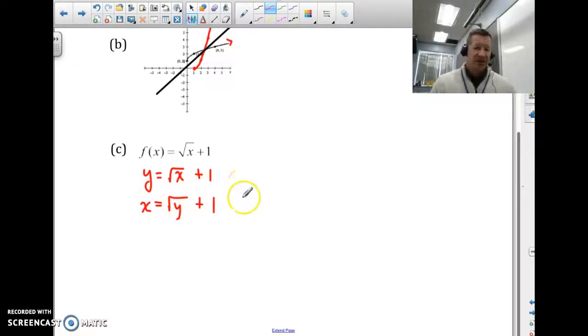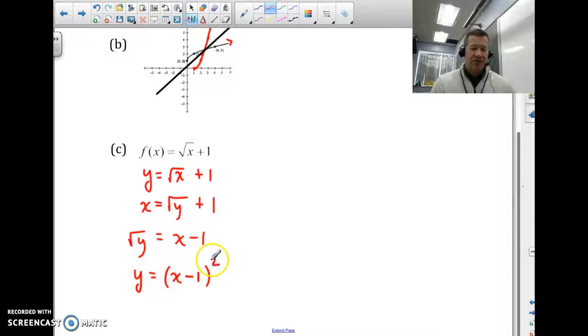Now that's step 1. Step 2, you still have to solve it for y now. We want to get y by itself. Okay, well, if I subtract 1 from both sides, I'll get x minus 1 on one side and the square root of y on the other. Last, get rid of the square root by squaring each side. That will give me y equals the quantity x minus 1 to the second power.